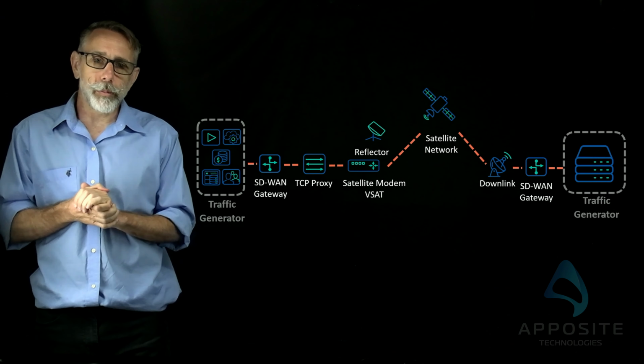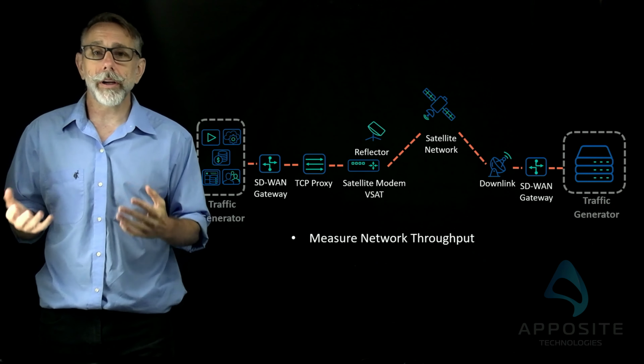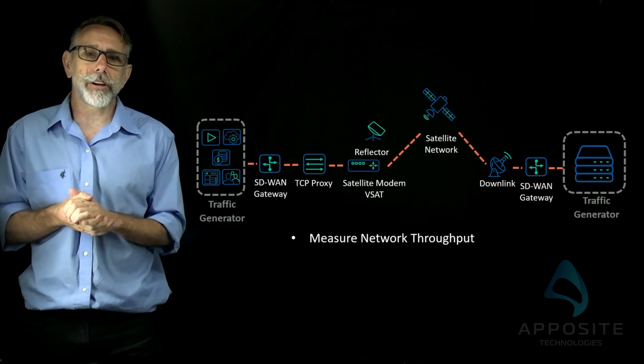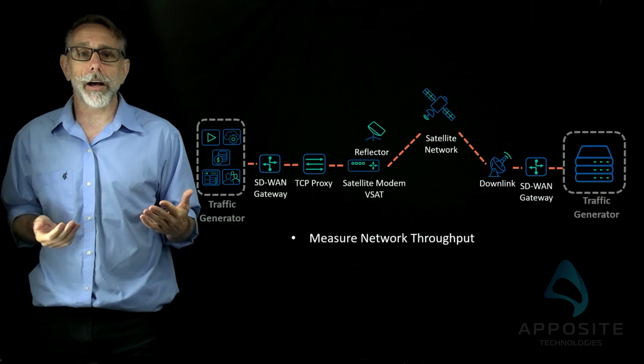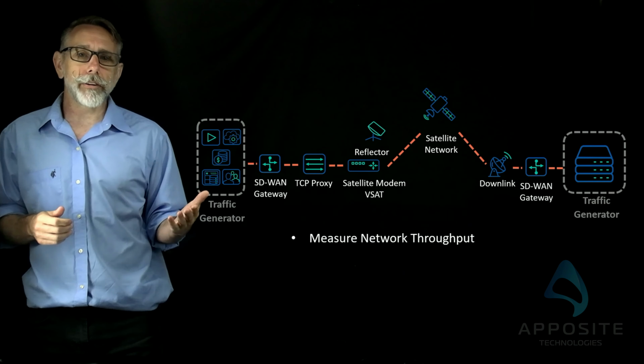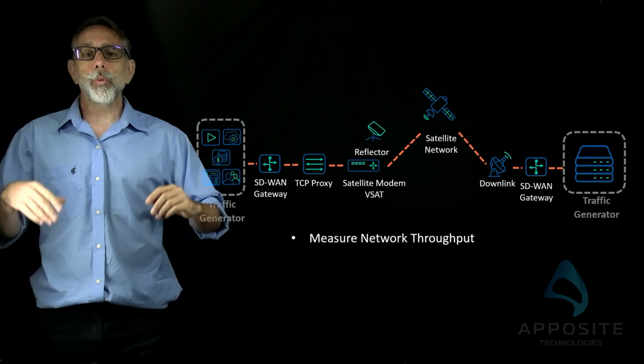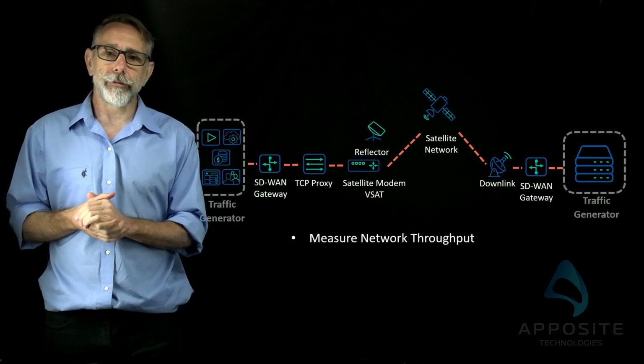Let's start with throughput. Throughput can be a major hurdle on satellite networks because it's so inconsistent. Using a traffic generator allows you to identify bottlenecks and set your throughput expectations. You can also measure to see if you have enough bandwidth to handle your data load. And finally, you want to make sure you're getting what you paid for.